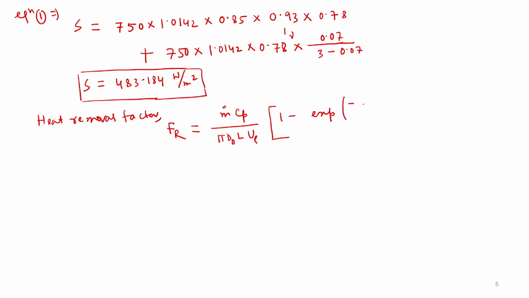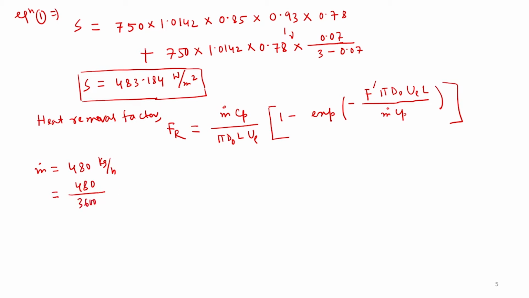exponential of minus F dash, which is the efficiency factor for the collector, D naught, UL, multiplied by L, and m dot Cp. Right. So, this m dot, what is given here? m dot I will write here is given as 480 kg per hour. So, we need to convert it to kg per second. So, 480 divided by 3600, which will give kg per second, and if we simplify it, it will be 0.133 kg per second. This is m dot. So, here we have to use this kg per second.